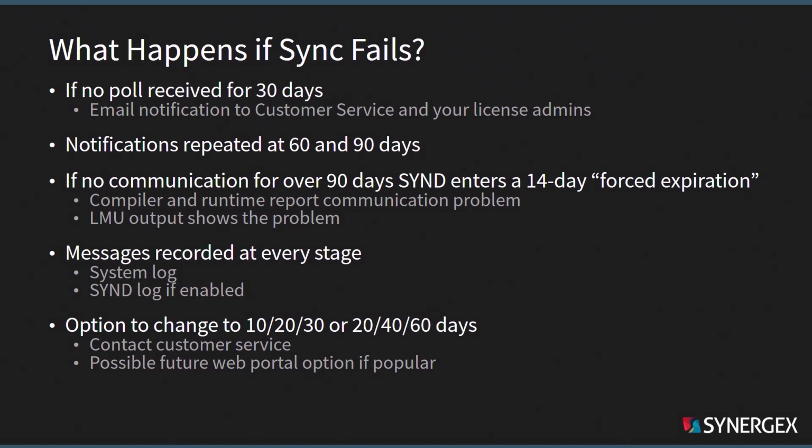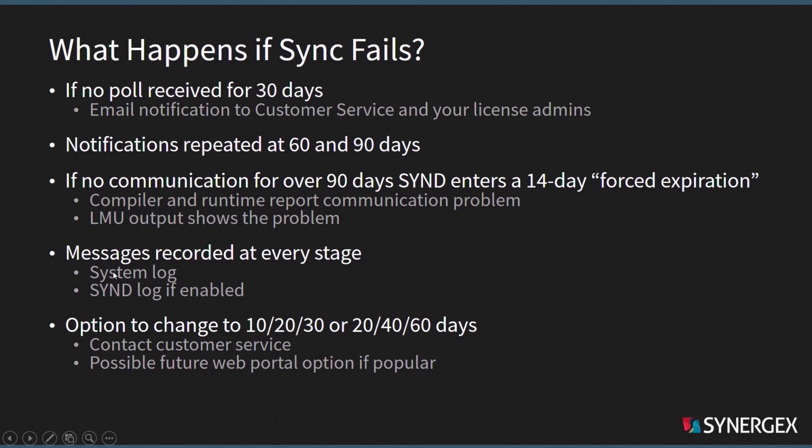If we still cannot communicate with you after 90 days, the system will go back into a 14-day what's called forced expiration. The reason for that is that it's going to start showing the messages on the screen like you do with a new install, to make it a little bit more visible. There's been 3 warnings over 90 days and we've still got a problem. So we force it into an expiration at that point in time to make that more visible to the actual users of the system.